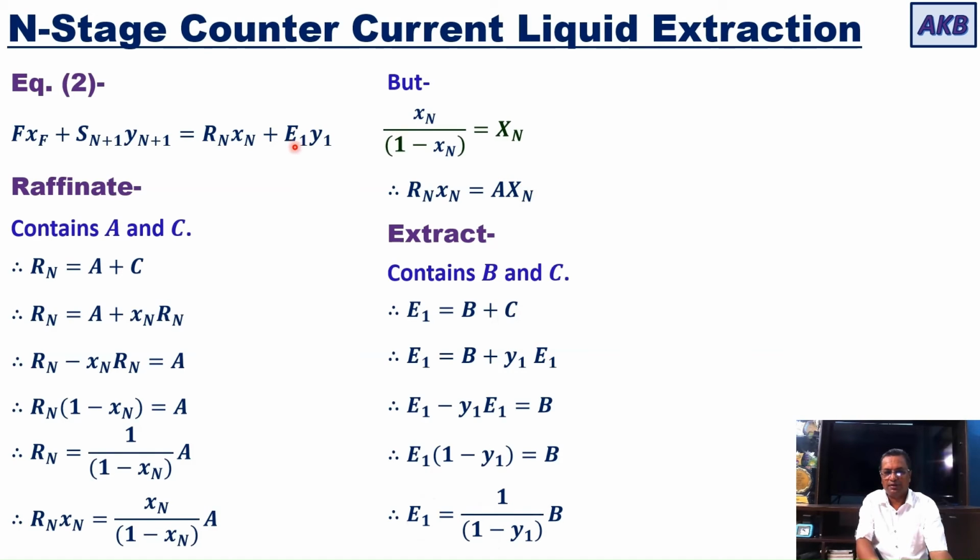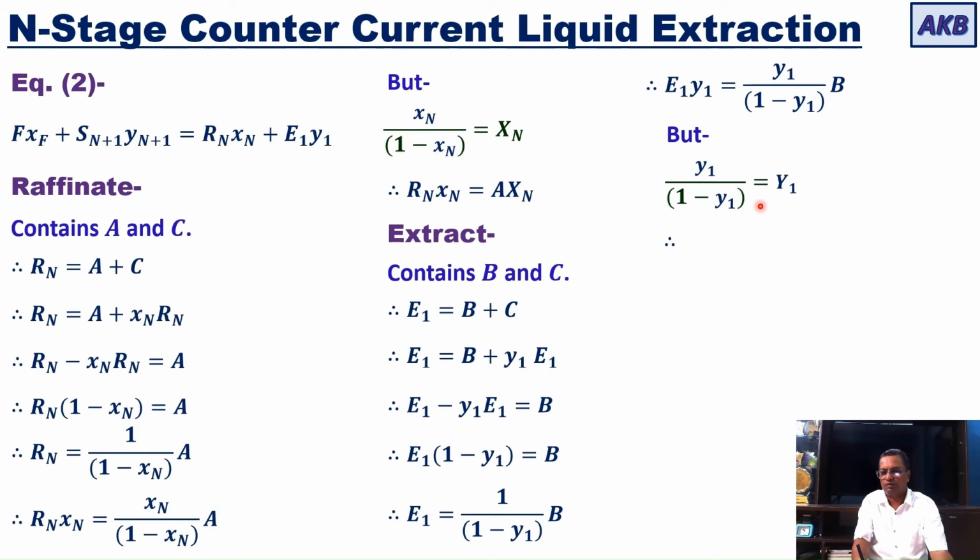And in order to get this term, I will multiply with y1. So it will be E1 into y1, that is equal to y1 upon 1 minus y1 into B. But small y1 upon 1 minus small y1 is capital Y1. Therefore, E1 into y1 is equal to B into capital Y1. That means I can replace E1 into y1 in equation 2 with B into capital Y1.